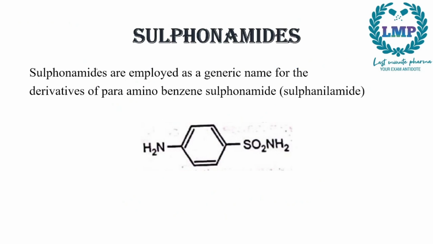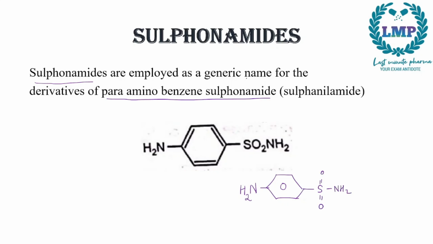So sulfonamides. Sulfonamides are employed as a generic name for the derivatives of para-amino-benzene sulfonamide. So how do we draw a sulfonamide, or a sulfonylamide? First we draw a benzene, then a para-amino. So in this position there is something, and in the para position we have an amino group, that is an NH2 group, para-amino benzene sulfonamide. So sulfonamide would be S double bond O and NH2.